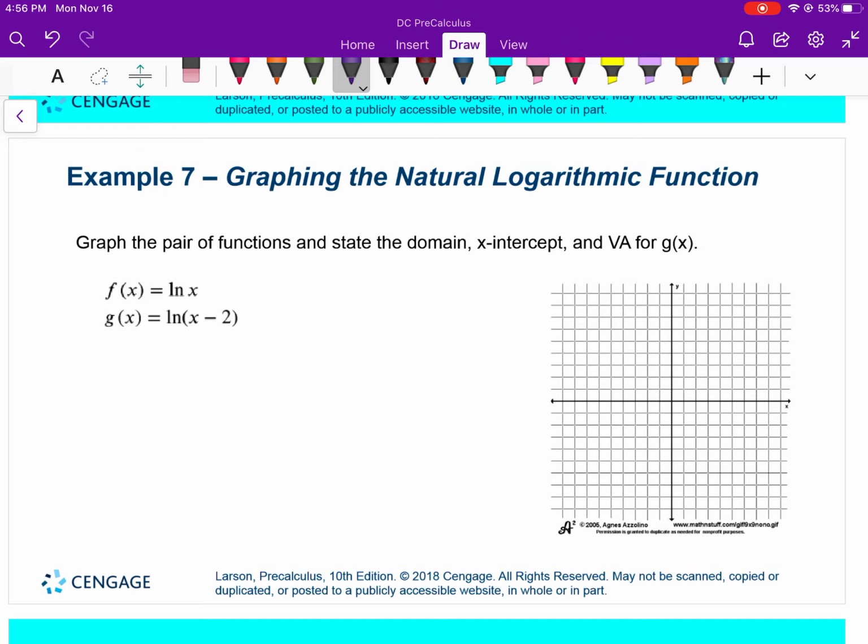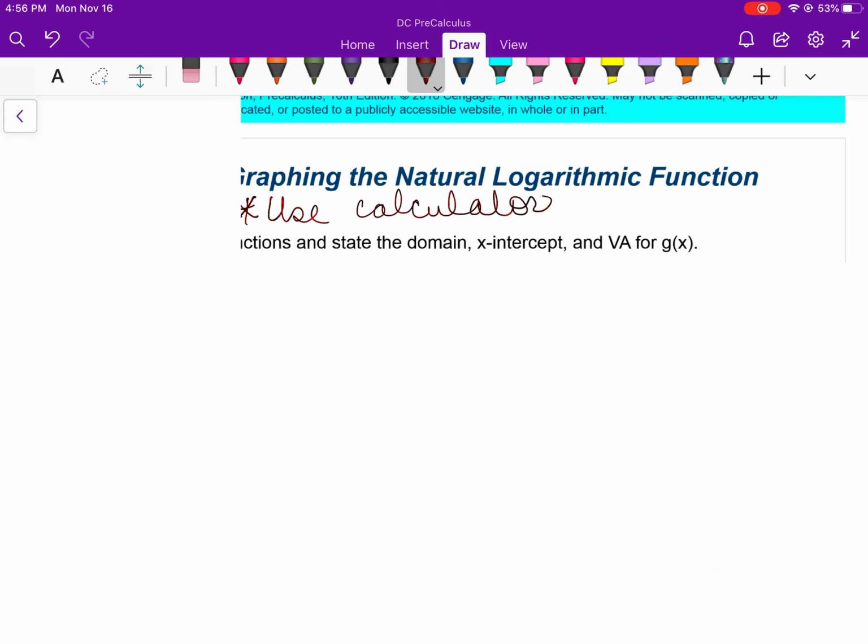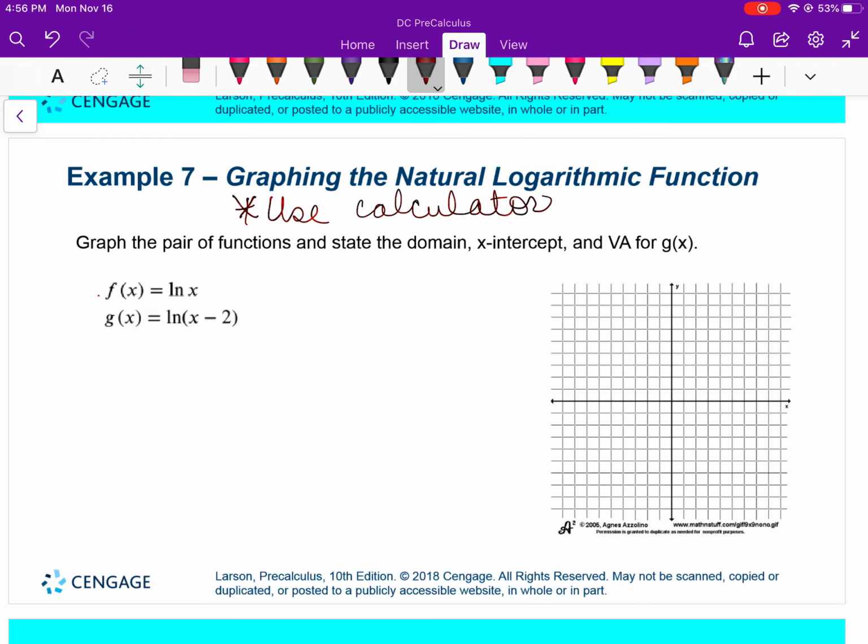So these are all things that we did Monday in class. So fourth hour, if you would have had more time with me, we would have graphed this as well. Now, when you graph the natural log function, you may use your calculator. And so we're going to start by graphing this. This will be our parent function.